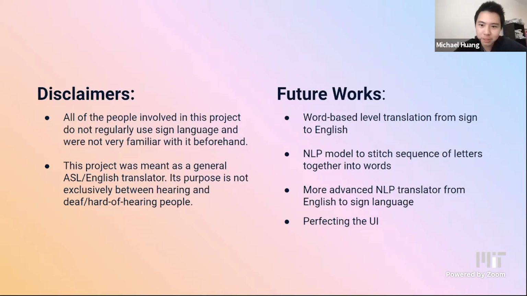To throw in a couple of words on future work for the project: as you can see, we have a lot of directions to expand on. One direction that we can expand on is that, as you can see during my demo, currently we recognize each sign as a letter.